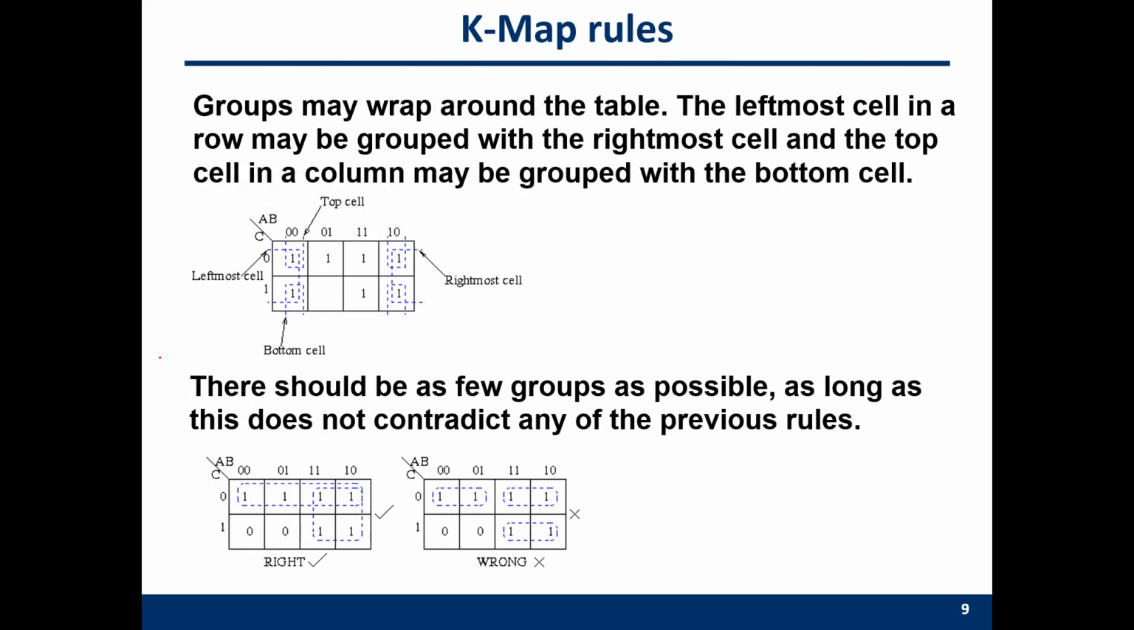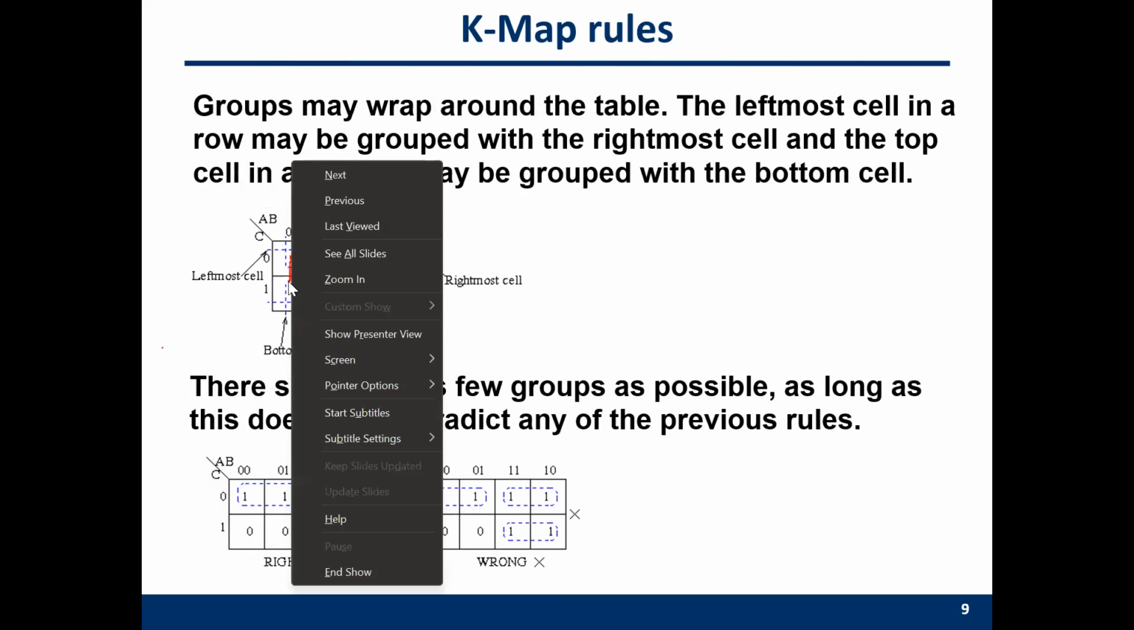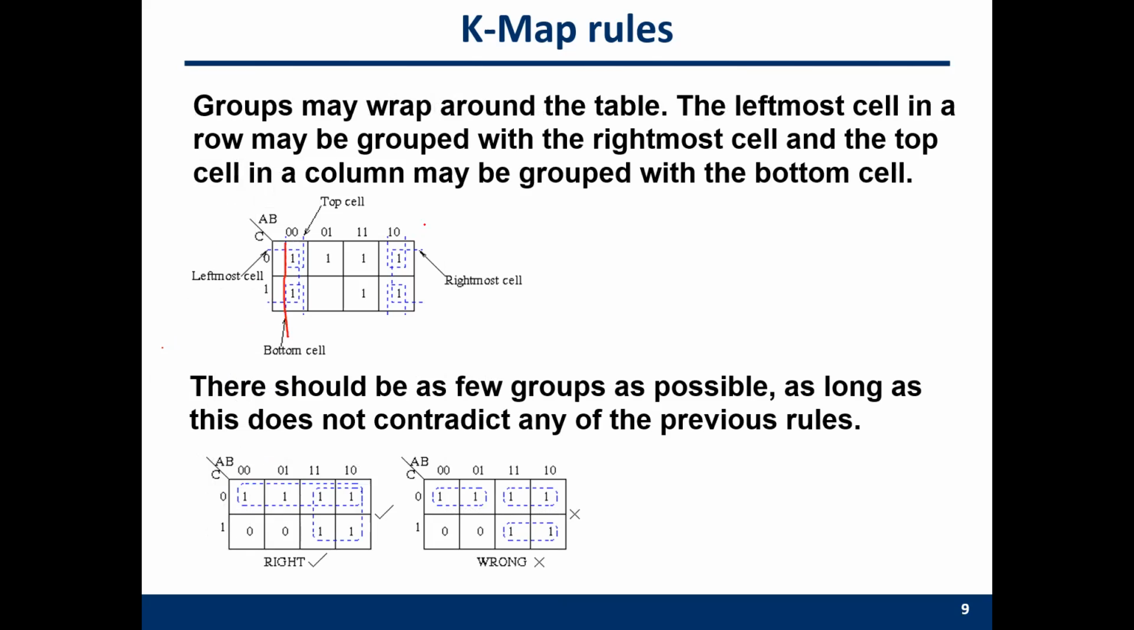And groups may wrap around the table. So this column is actually the neighbor of this column. So they are actually connected. And this row is actually connected to this row. Then when you draw the K-map, you need to have as few groups as possible.